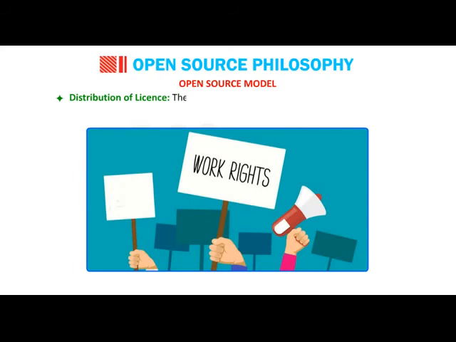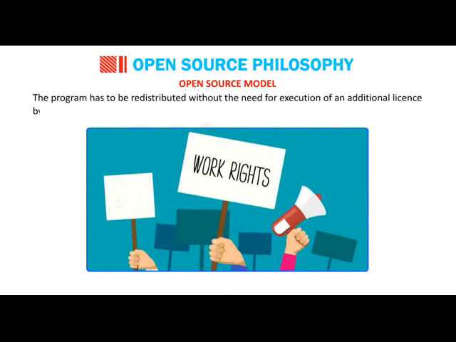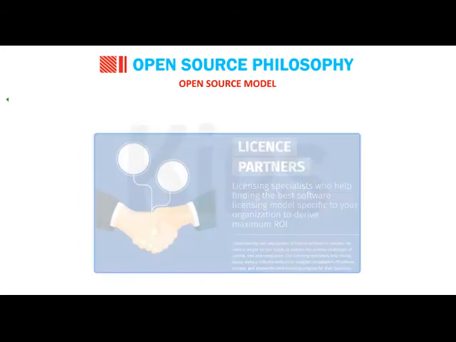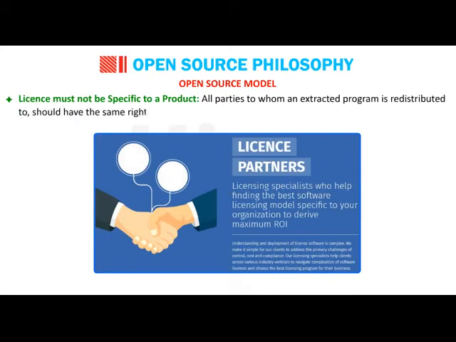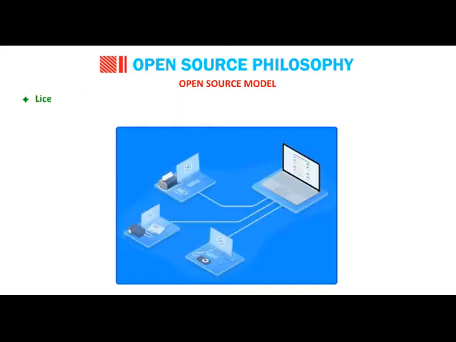Distribution of license. The rights attached to the program must apply to all. The program has to be redistributed without the need for execution of an additional license by those parties. License must not be specific to a product. All parties to whom an extracted program is redistributed should have the same rights as those who obtain the original software distribution.